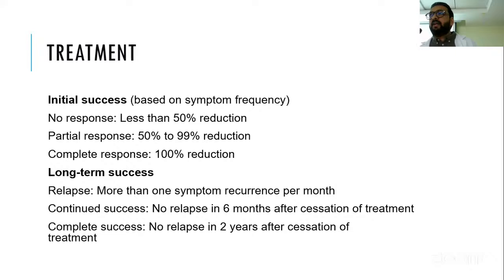The treatment can be categorized as initial success: no response if there is less than 50% reduction, partial if 50 to 99% reduction, and complete if 100% reduction. The long-term success can be categorized as relapse when more than one symptom recurs per month, continued success if there is no relapse in 6 months, and complete if there is no relapse in 2 years.